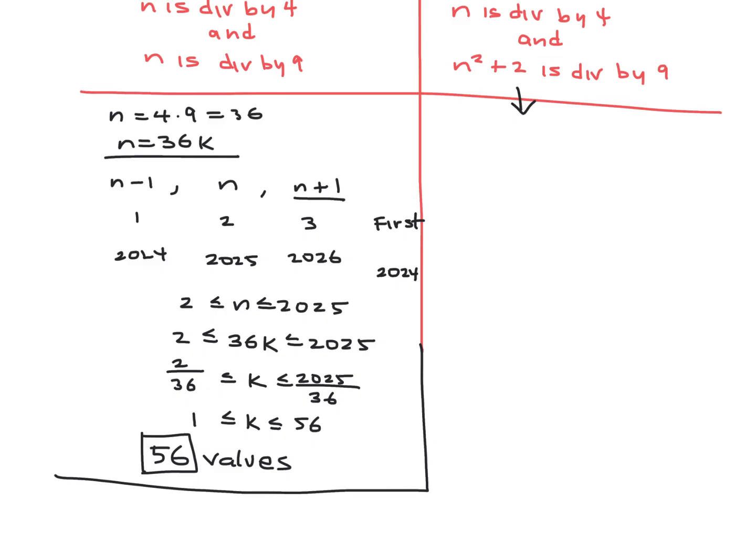Okay, so we have this time n is divisible by 4. So n, let's call it 4m. And then n squared plus 2 is divisible by 9. So we'll call it, well, actually, let me just put the 4m first and see what that gives me. So it'll be 4m all squared plus 2, and that's 16m squared plus 2. And 16m squared plus 2 has to be divisible by 9.